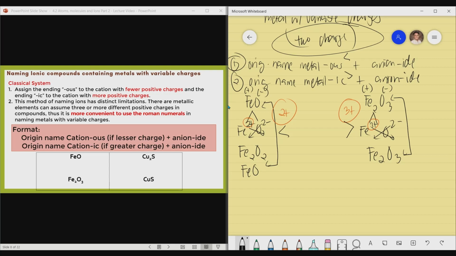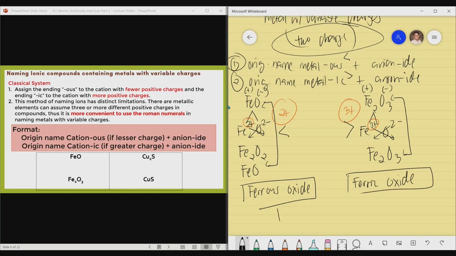So, ngayon, susundan ko yan. Ferrum. I will put OUS. Ferrous. Anion, oxygen, oxide. 3 plus, being the greater than, kasi tignan mo naman yung 3, mas malaki talaga sa 2 yan. So, I will have Fe2O3 as ferric, and then anion IDE, oxygen, oxide. So, therefore, this is my answer for the names of FeO and Fe2O3. Ferrous oxide and ferric oxide.